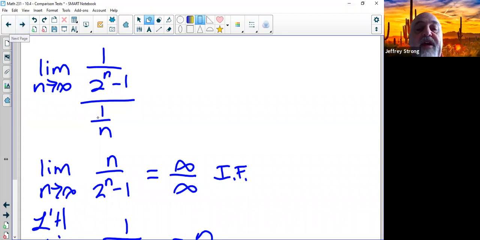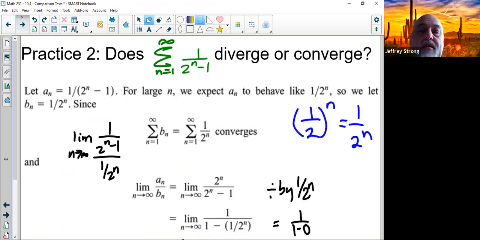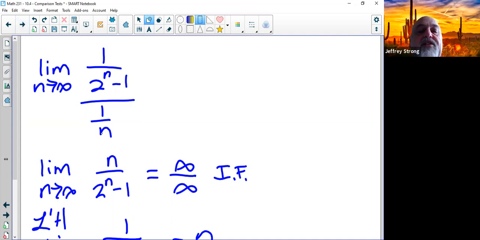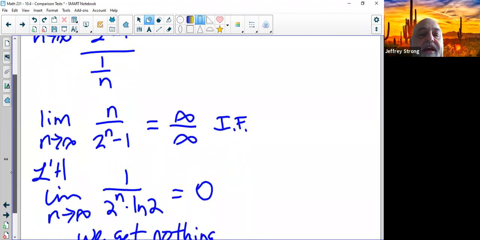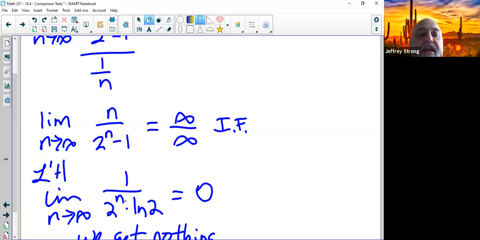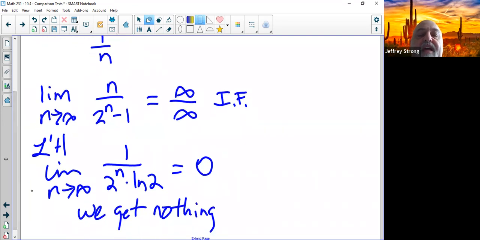So what if we compared it to 1 over n? If we compared it to 1 over n, then we'd multiply top and bottom by n. So we'd get n over 2 to the n minus 1. Then when we plugged in, we'd get infinity over infinity, so we'd want to use L'Hopital's rule. And so we get 1 over 2 to the n times the natural log of 2 times 1. As n approaches infinity, we'd get a constant over infinity, which would be 0. So then we would get nothing from that.